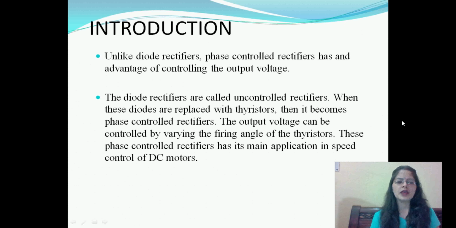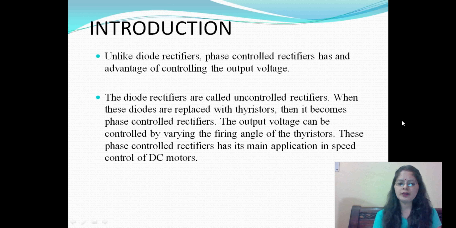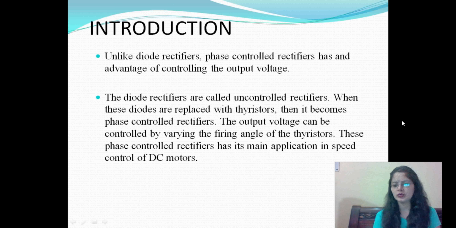First one is, unlike diode rectifiers, phase control rectifiers have an advantage of controlling the output voltage. Second point is, the diode rectifiers are called uncontrolled rectifiers. When these diodes are replaced with thyristors, then it becomes phase controlled rectifiers. The output voltage can be controlled by varying the firing angle of the thyristor. These phase control rectifiers have their main application in speed control of DC motor.